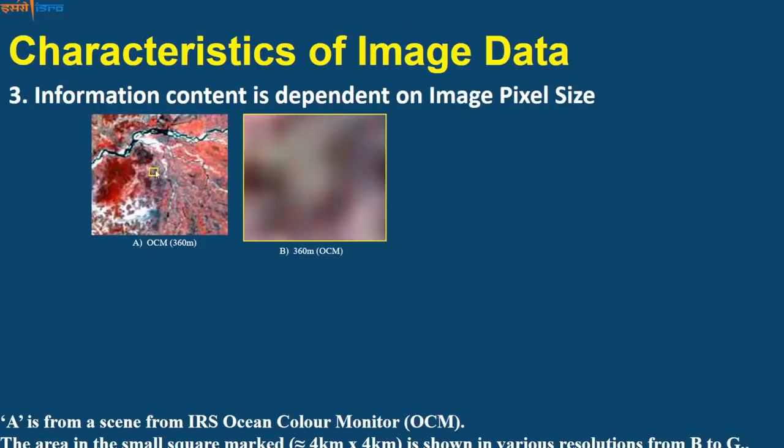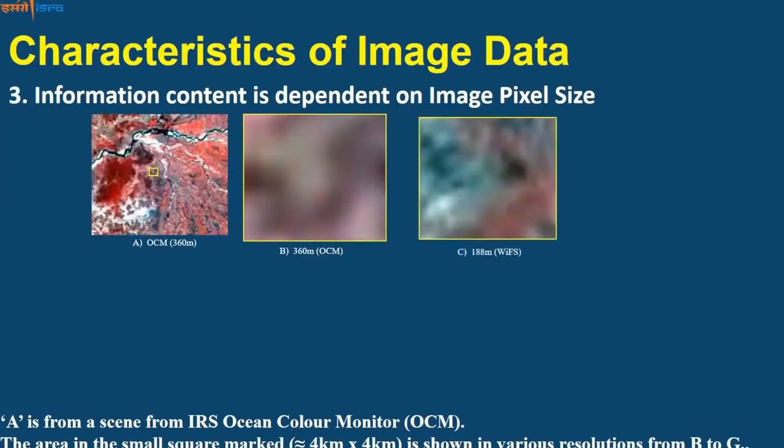If I am seeing it here, the size of this particular image, 1 pixel, is 360 meter. Now 4 by 4 kilometer area, if I want to visualize, it is coming like this. Now this same 4 by 4 kilometer area, if I see in 188 meter pixel size images, that is the WiFS, wide field sensor. Okay, in this, I am able to see some features.